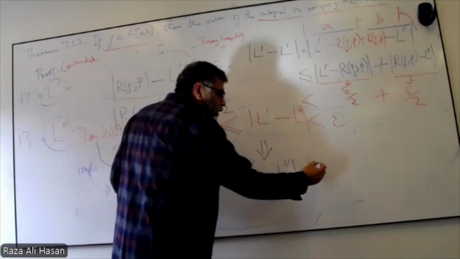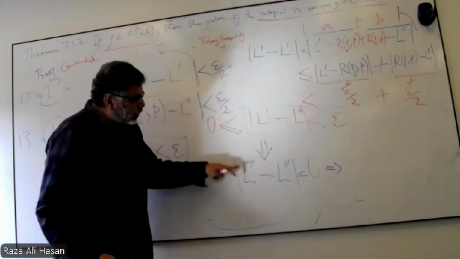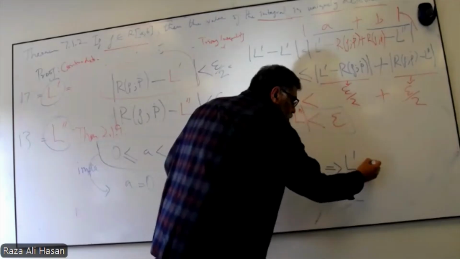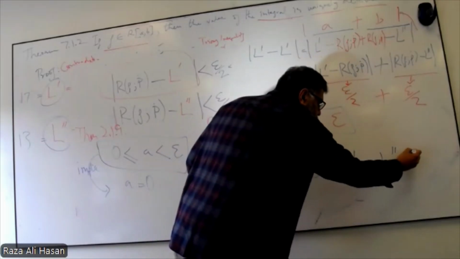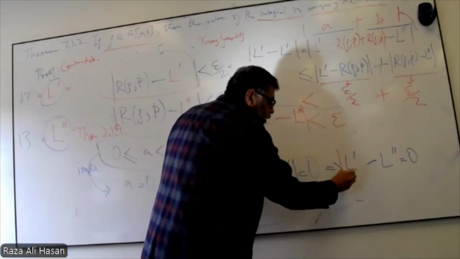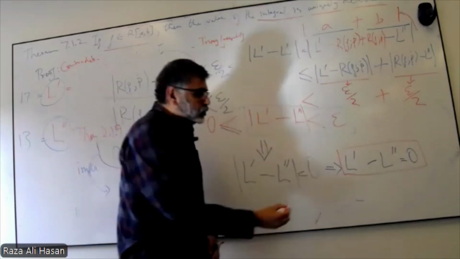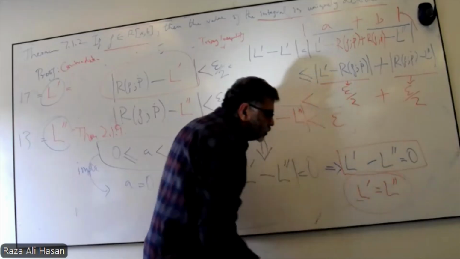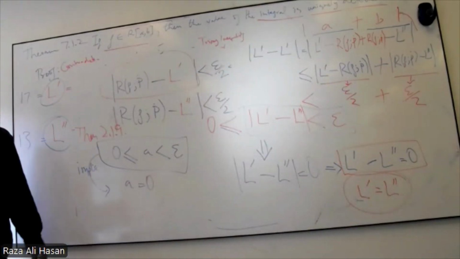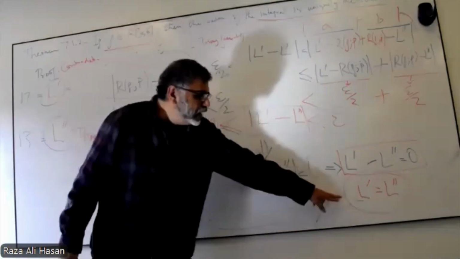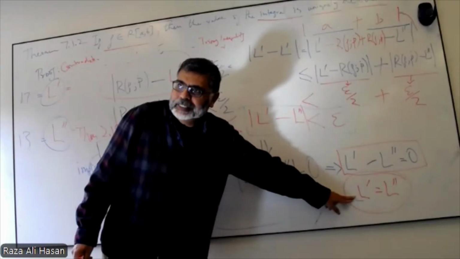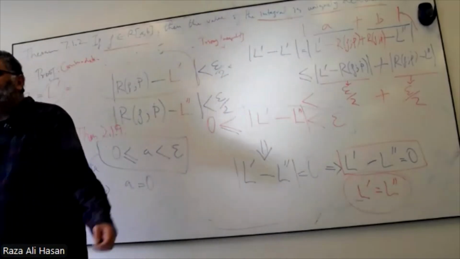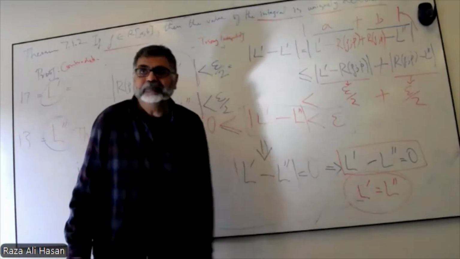Which implies that since this is a positive number, we don't really need that. So we can say that L1 minus L prime, L double prime equals 0. And then this thing is equal to, which is saying that our assumption that there were two limits, two integrals, was not true. We were able to show that they are actually the same.